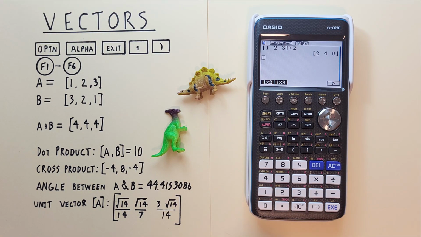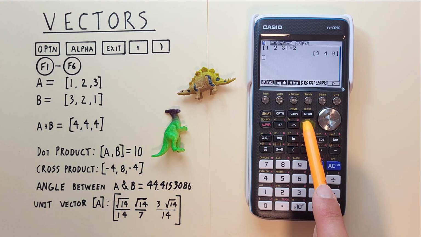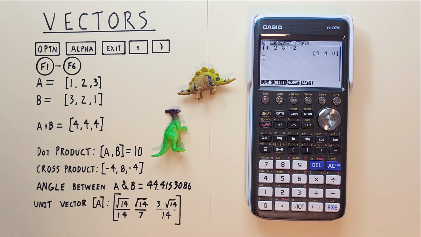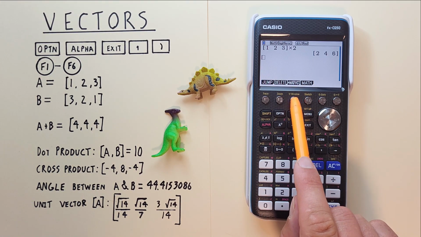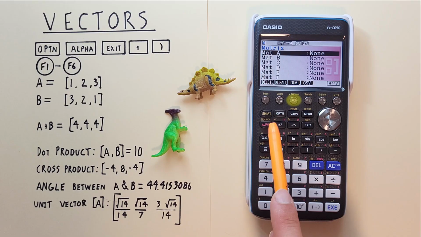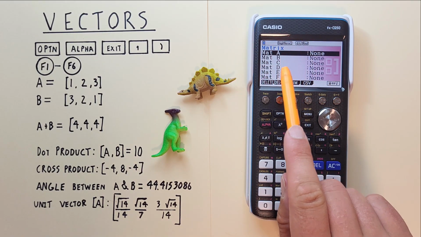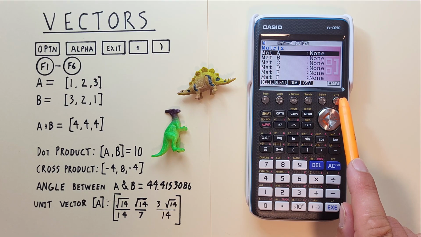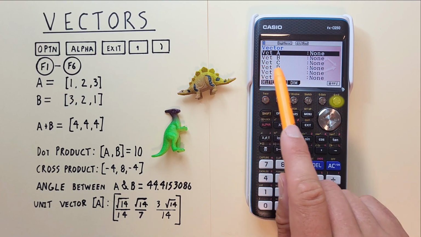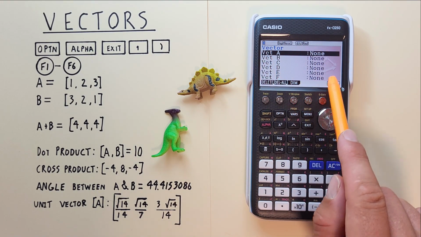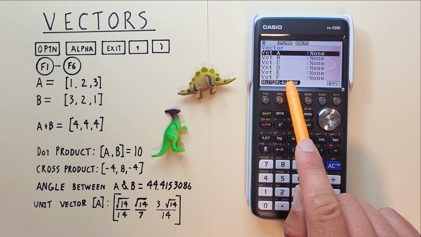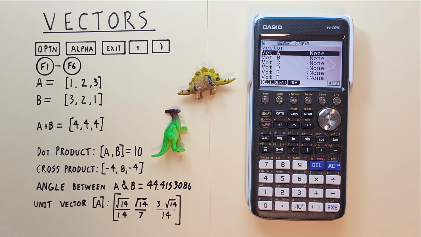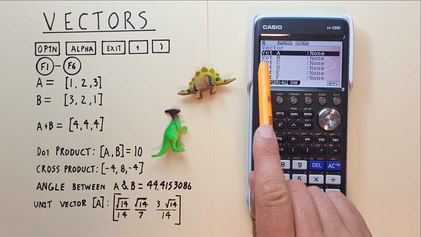If we want to enter and save a vector for future use, what we can do is go back to that main menu, select the F3 mat vect there, so that we see this screen. Initially, we'll see the matrix screen, but if we scroll to the right with the F6 key, we see the vector screen. Right now, we can see we have nothing saved in here. Let's go ahead and enter our A vector as vector A.